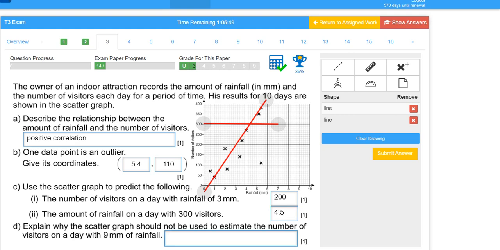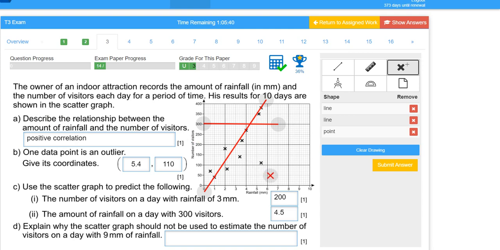And then we're asked why the rainfall graph cannot be used to estimate the number of visitors with 9 millimeters. So what's our problem there? Well, let's have a look at this. The biggest we have there is 5 millimeters. So what's going to happen over here? Well, we don't know. Is it going to go up straight? We don't know, because it's what we call extrapolation. It's outside the range of data.